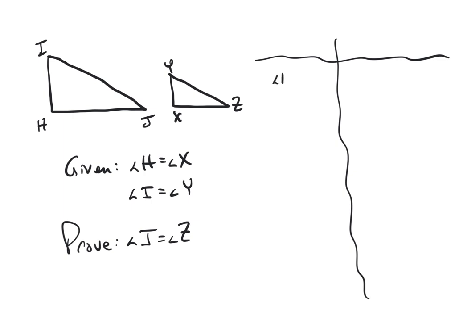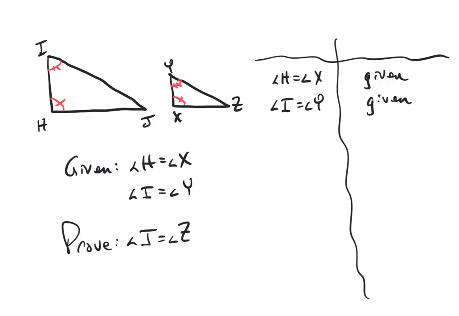So we always begin with the information we're told. So we're told angle H and angle X are equal. That's given to us. If it helps, feel free to put some tick marks over here. H and X are equal. Okay? Then, second piece of given information is that I and Y are equal. That's given to us. Again, feel free to put some tick marks in here. So this one and this one are equal. Okay, now what do we do?